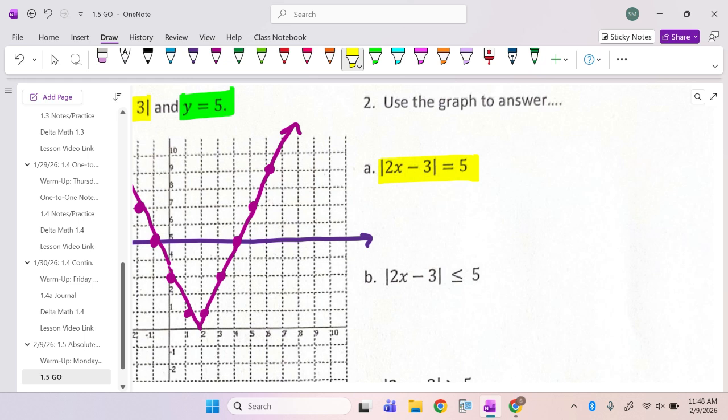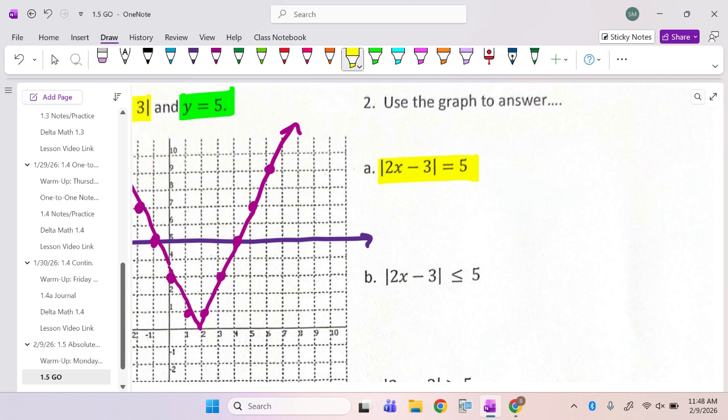So the absolute value is the same. You graphed the absolute value of 2x minus 3. They have the absolute value of 2x minus 3. What else is the same? What's it equal to? 5. Where did that 5 come from, you think? Where do you see another 5 with the graphs? Literally glaring at you in the face. Where is the other 5?